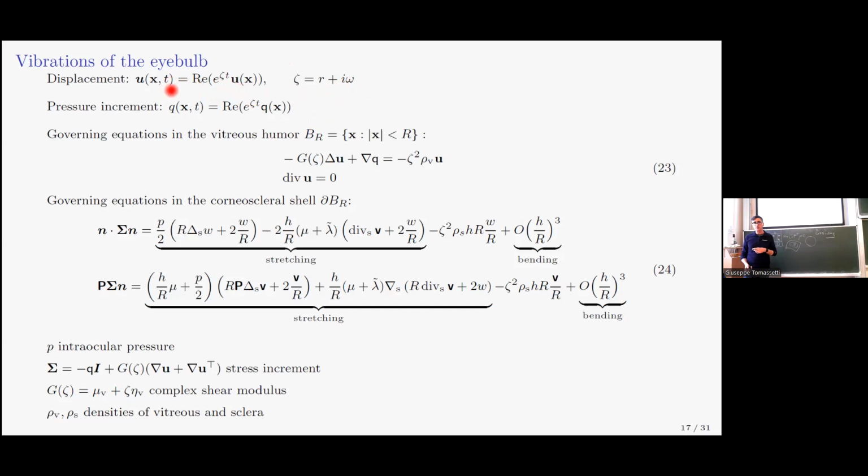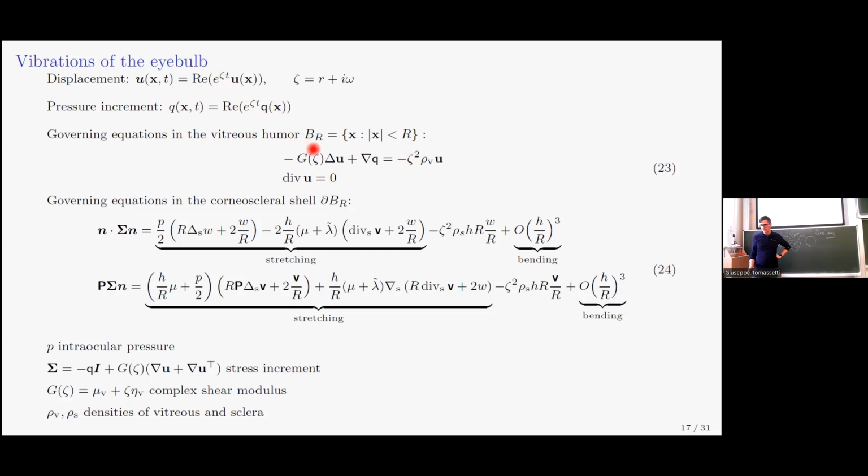And I do the same also for the pressure increment. So there is a pressure increment inside the eyeball, so you will have pressure oscillations. And for the pressure increment, I assume the same representation. Okay. So what happens is that when I substitute this representation into the motion equations, the second time derivatives will be double multiplication by zeta. So for example, here, what I'm showing, those two equations are the equations of motion in the vitreous humor.